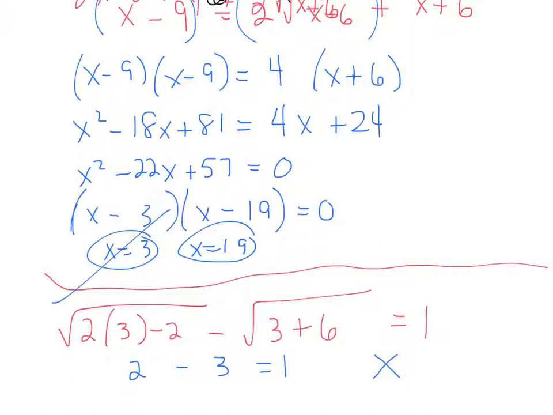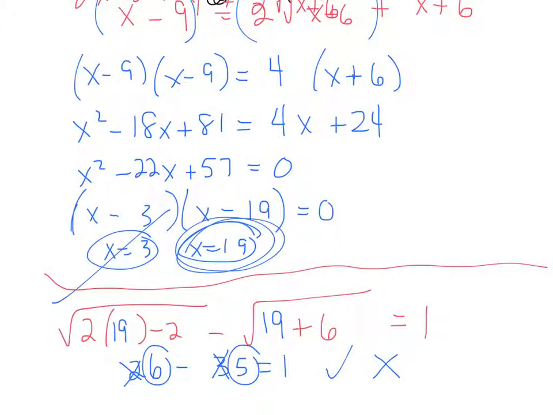How about x equals 19? Let's plug a 19 in now real quick. Let's erase these spots and put a 19 in their place and see if it works. 19 plus 6 is 25, making this a 5 right here. 2 times 19 is 38. 38 minus 2 is 36. Radical 36 is 6. Is 6 minus 5 equal to 1? It is. So the second check does work. So this turns out to be our answer. x equals 19 is our only answer for this one.